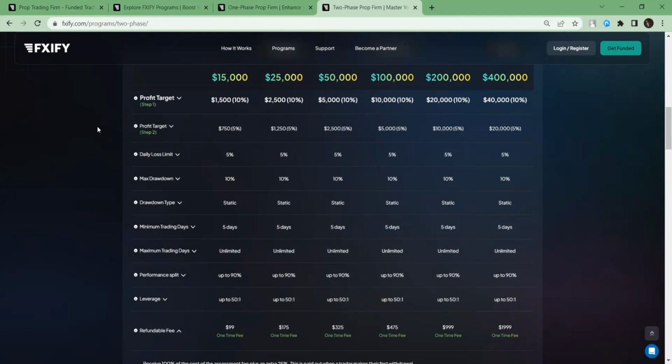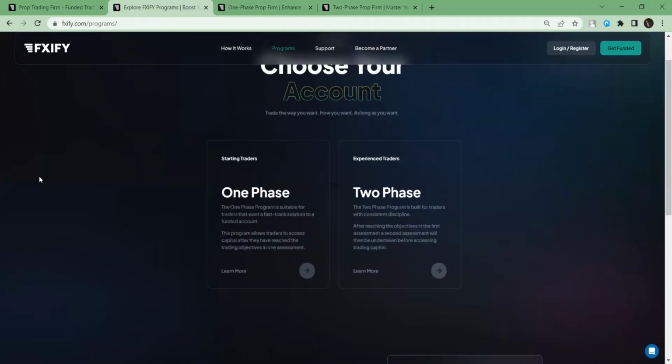I'm also planning to buy a 1 phase at some point, so I'll have vast knowledge about what I'm talking about, and I'll be able to let you know. But so far, I would recommend you guys go with the 2 phase, because the 2 phase is actually good, guys. It might take time for you to pass, but it's flexible.